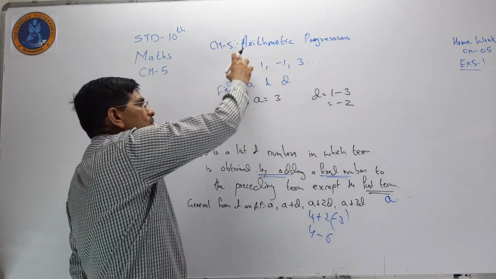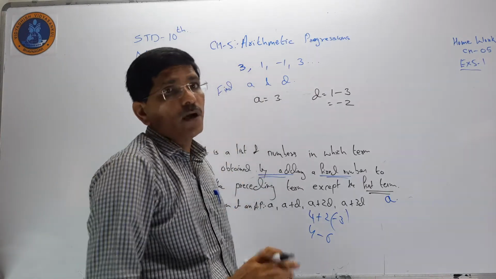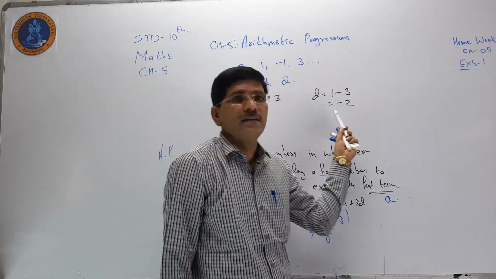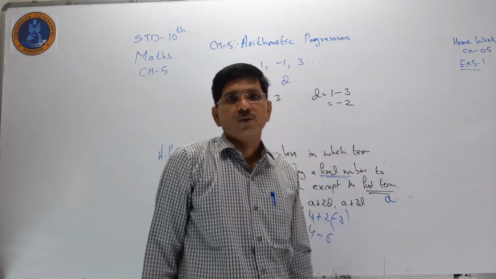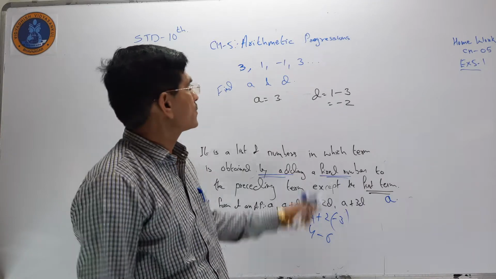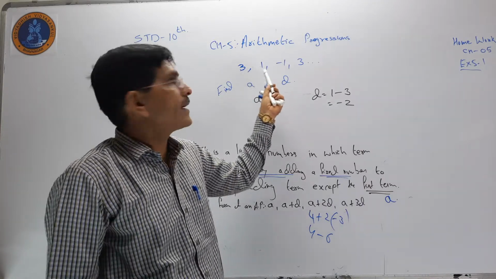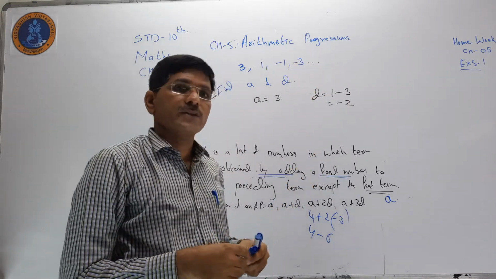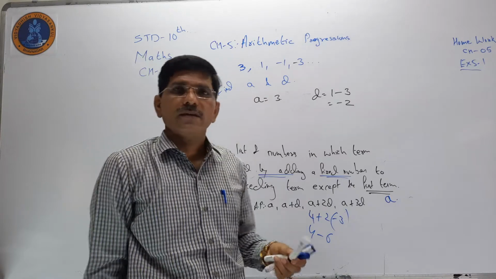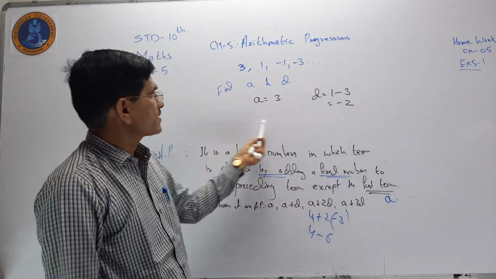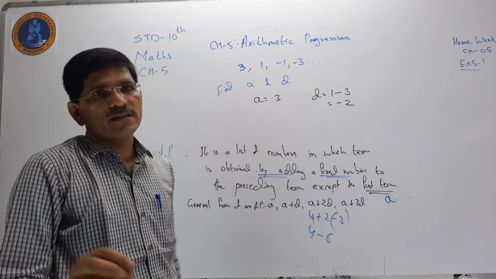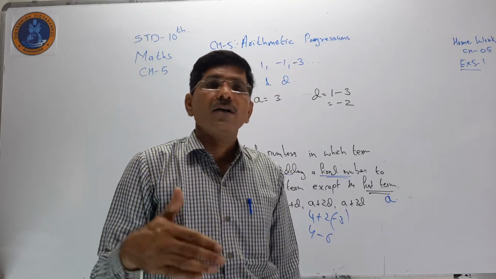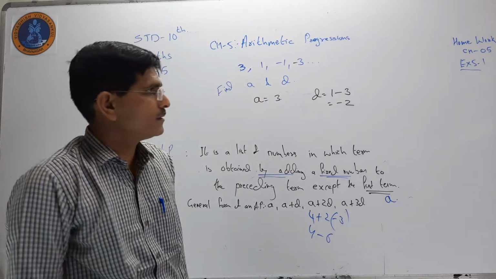The first term we already know is A, but for the difference D, every time we are adding a fixed number, which is D, minus 2. Every time we have to add minus 2. So 3 minus 2 is 1, 1 minus 2 is minus 1, minus 1 minus 2 is minus 3, and the dots mean it continues. So when an arithmetic progression is given, we can find A and D, or when A and D are given, we can find the arithmetic progression.